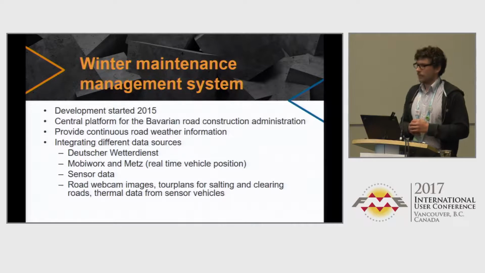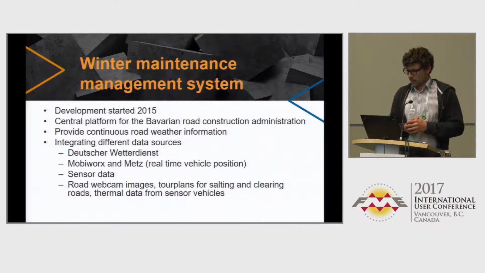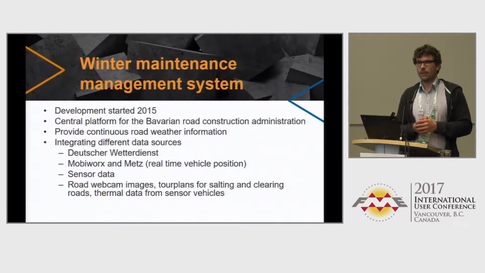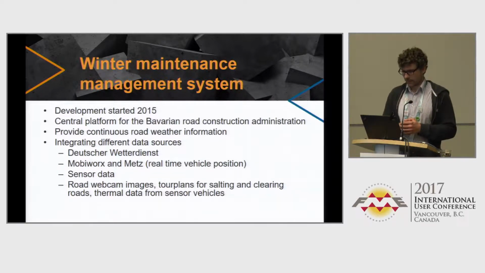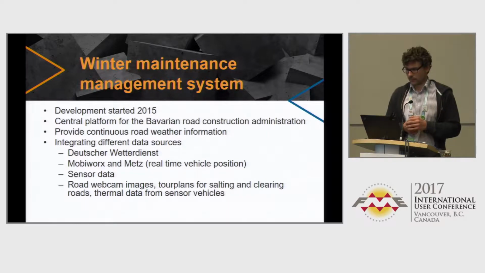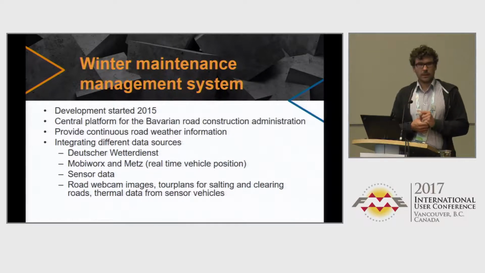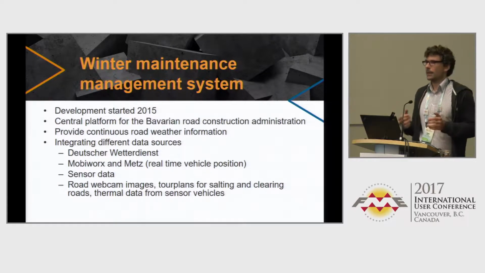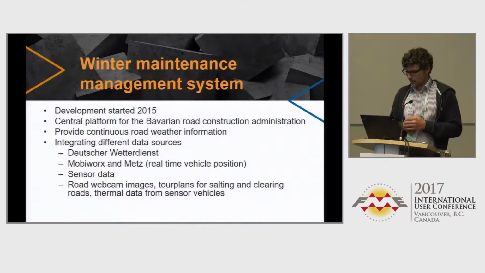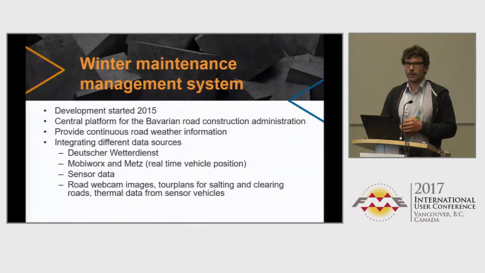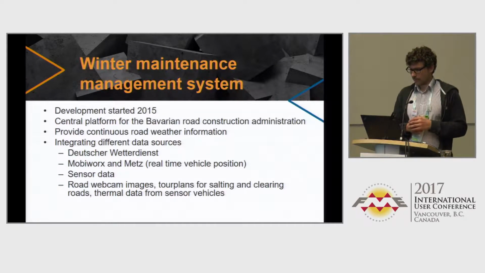The development for this project started in 2015 and is by now used by about 50 local road authorities in Bavaria. It's a central platform for the Bavarian road administration to manage and optimize the winter road maintenance. The Winter Maintenance Management System, it's quite a long name, I should come up with a shorter form, is used to coordinate about 1,400 service vehicles to keep traffic moving on Bavaria's more than 22,000 kilometers of road.